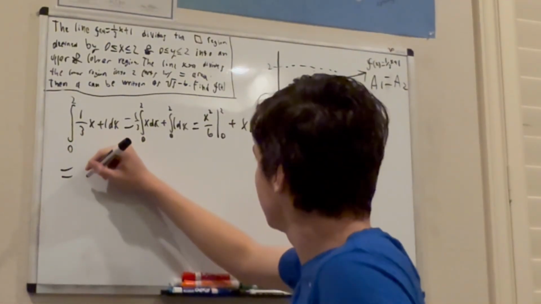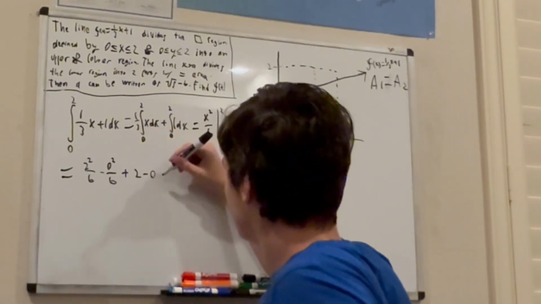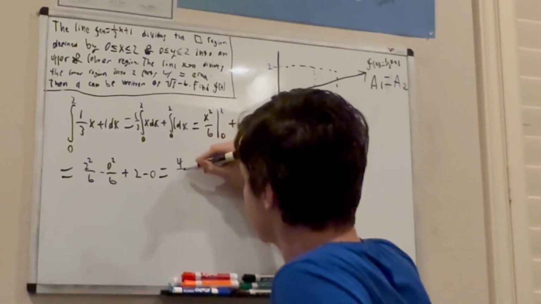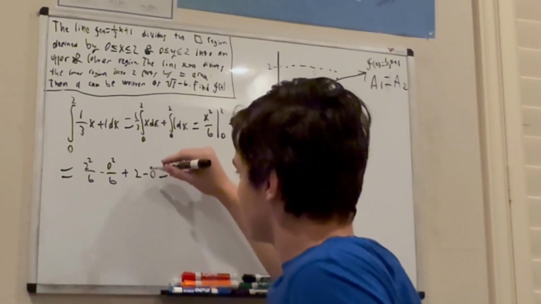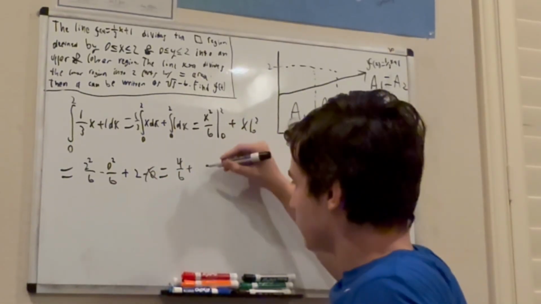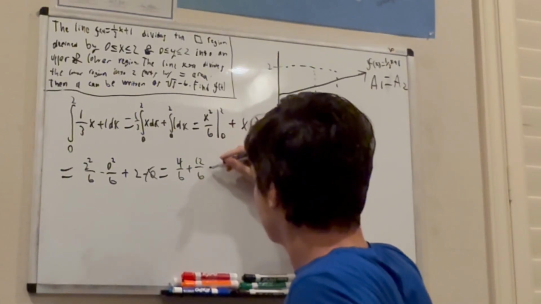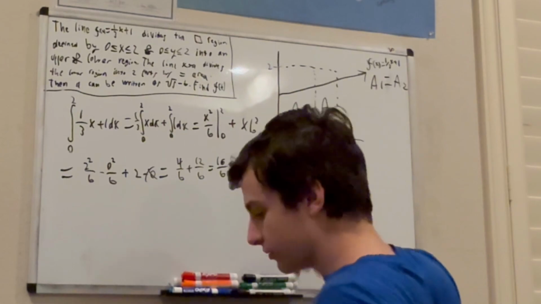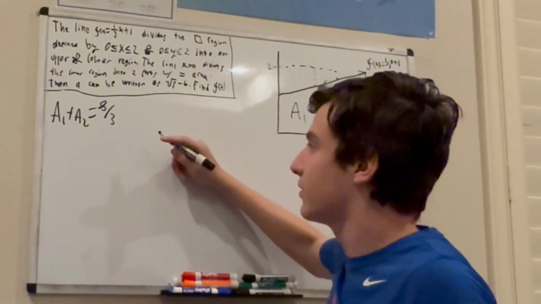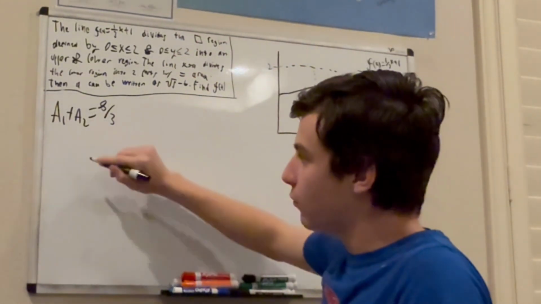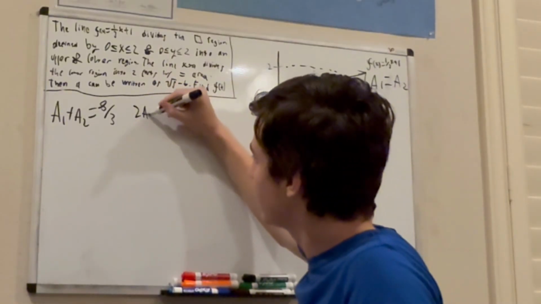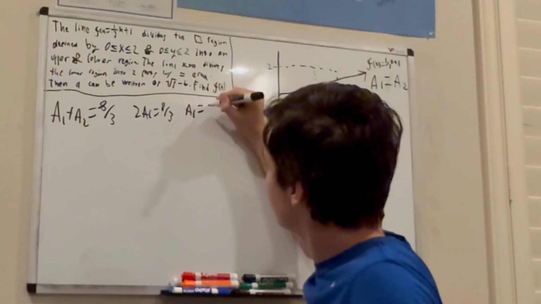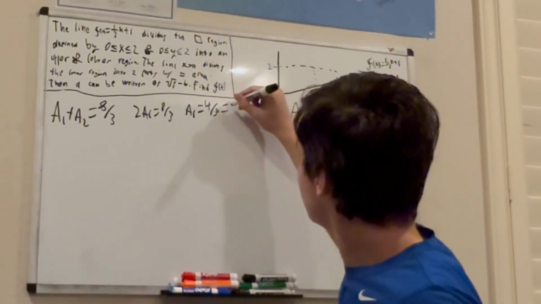And down here, you can plug in 2. And this is going to be equal to 4 minus 0, so over 6, so 4/6. Plus, this is just 2, and then we can convert that to 6, so 12 over 6. We get 16/6, or 8/3. So we know that area 1 plus area 2 equals 8/3, but area 1 is equal to area 2, so 2 area 1 equals 8/3, and so area 1 is going to be equal to 4/3, and that's going to be equal to area 2.